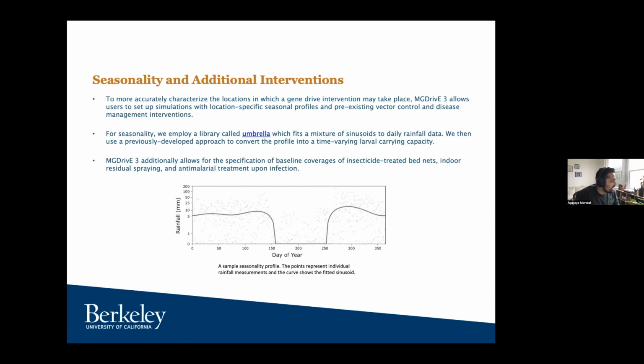So in this version, we used a library called Umbrella, which was also developed by Imperial College. And what it does is it fits a mixture of sinusoids to the daily rainfall data. So it allows you to capture the dynamics more broadly in what they're calling a seasonality profile. And we use that to calculate the larval carrying capacity instead of the daily data.